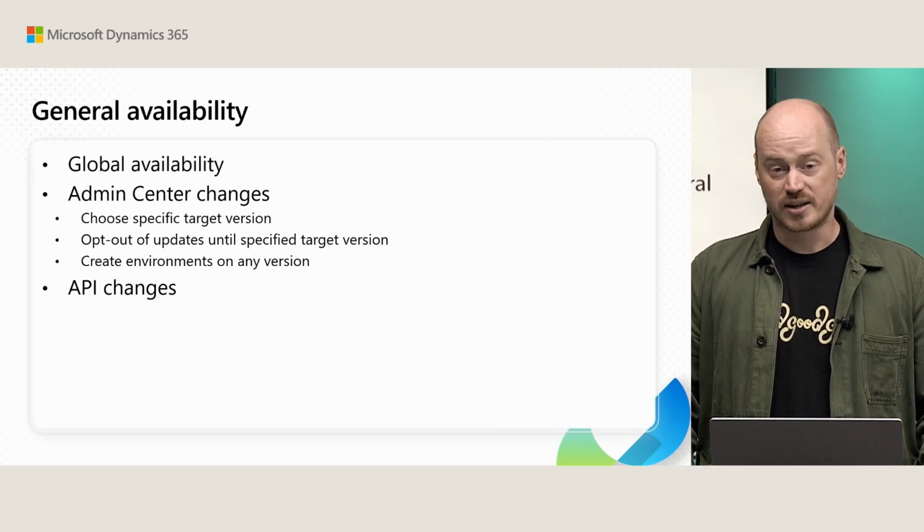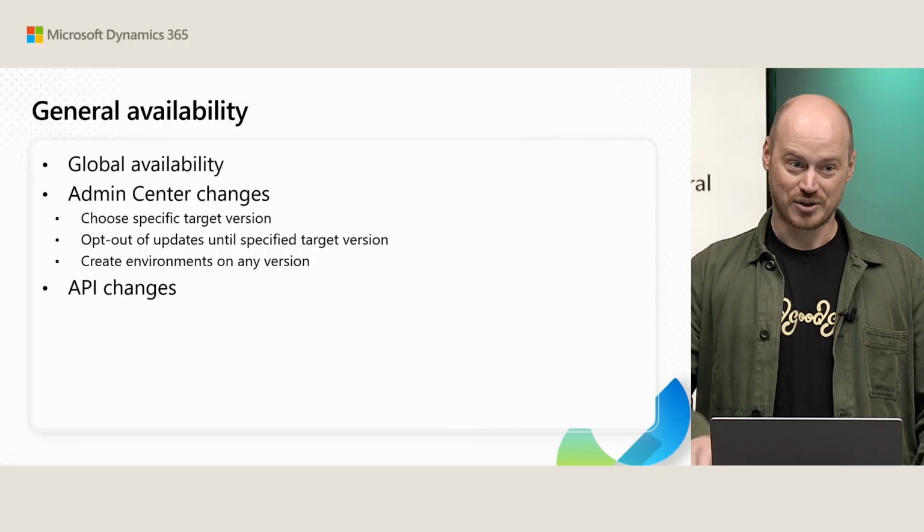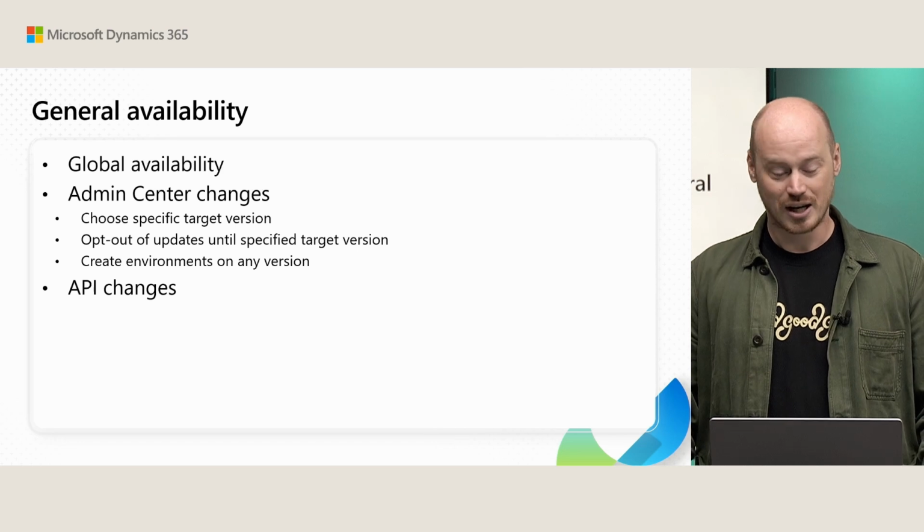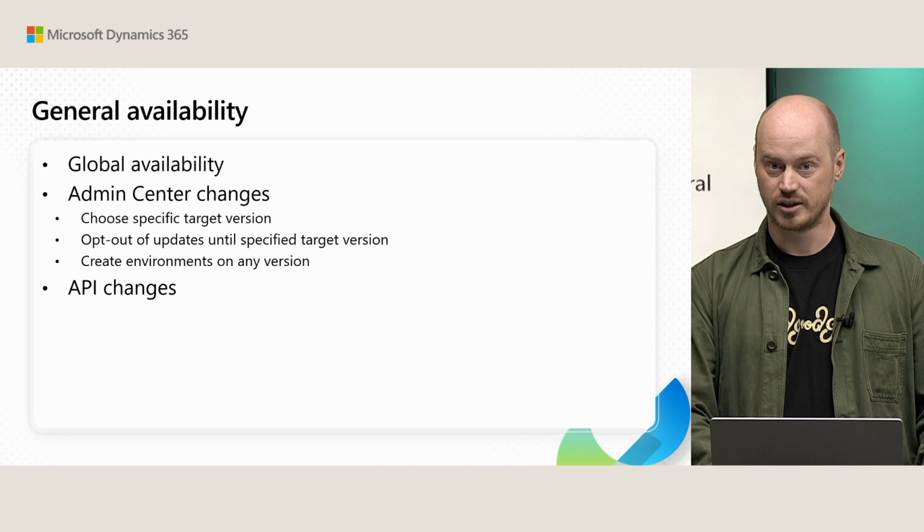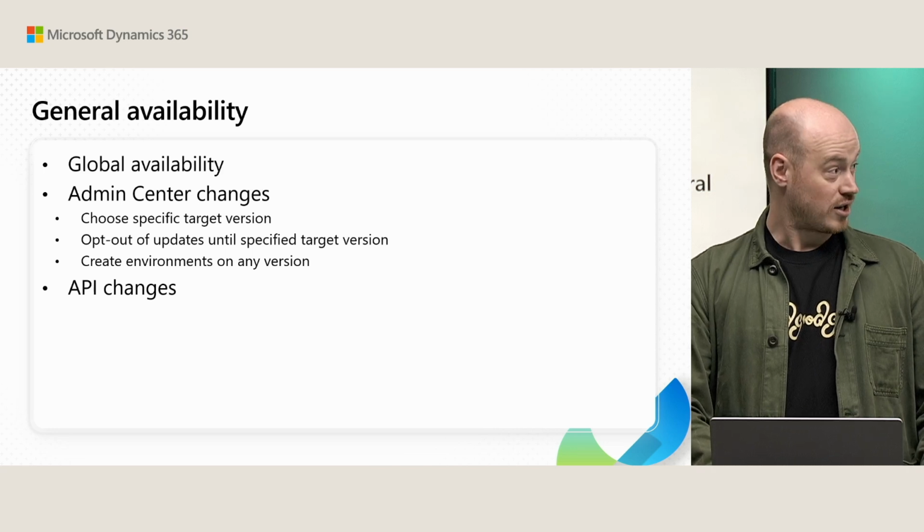Finally, there are also API changes. The API that we've had for years to manage environment updates will continue to work, but it will not support any of the new flexibility that we're introducing here. So if you're using the API to schedule updates across all of your environments, I'd recommend that you look at the new API endpoints to use this new flexibility in your automations as well. And now to see what it looks like in the admin center, Ricardo.